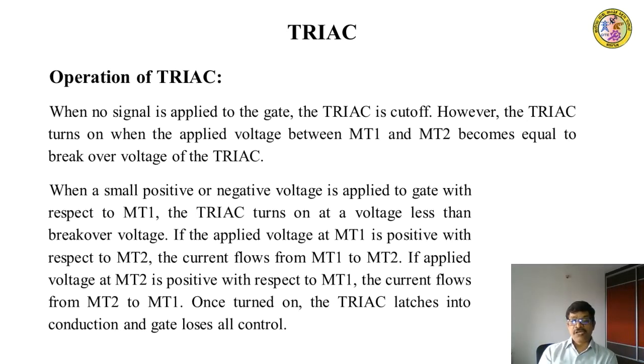If the applied voltage at MT1 is positive with respect to MT2, the current flows from MT1 to MT2. If the applied voltage at MT2 is positive with respect to MT1, the current flows from MT2 to MT1. Once turned on, the triac latches into conduction and the gate loses all control. If you want to turn off the triac, then the current should be brought below the holding value.